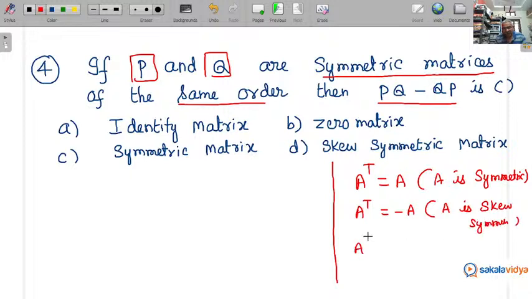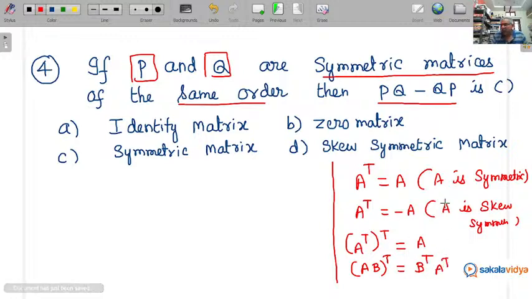Also these properties you need to remember: A transpose, old transpose. AB old transpose follows the reversal law, B transpose into A transpose. With the help of these properties we can find it out. One more thing to remember: for example, A plus or minus B old transpose can be written as A transpose plus or minus B transpose. Using these properties we can solve this problem now.